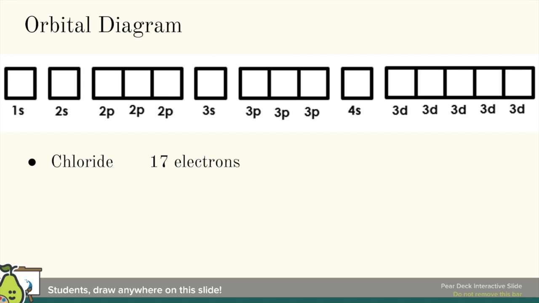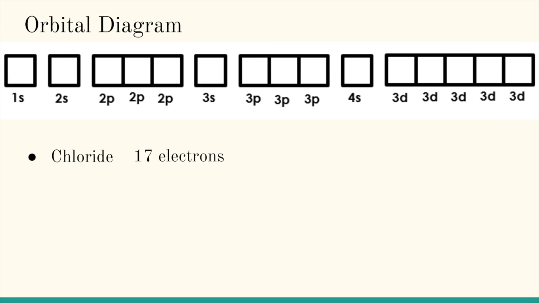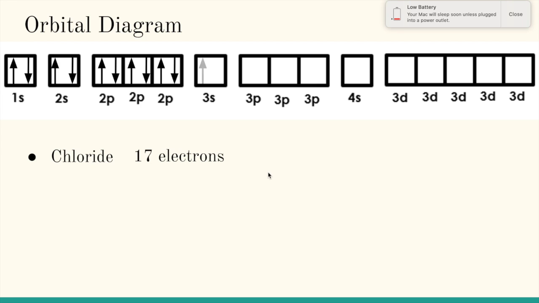Okay, so chlorine is very similar to what we've been doing. You go through, you do 1, 2, 3, 4, 5, 6, 7, 8, 9, 10, 11, 12, 13, 14, 15, 16, 17. And notice again, when I filled up a sublevel that has more than one orbital in it, I put one arrow in each before I paired them.